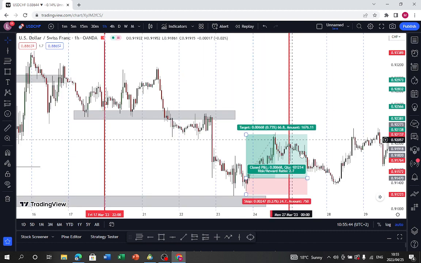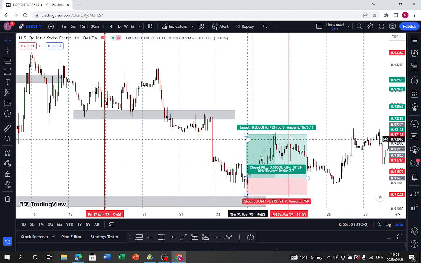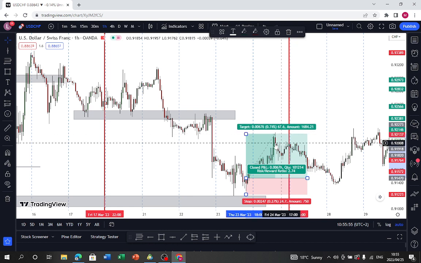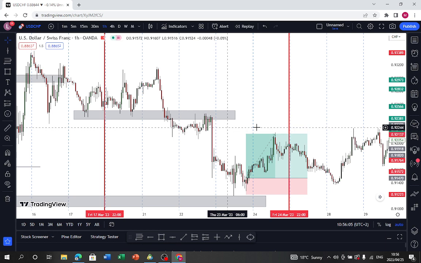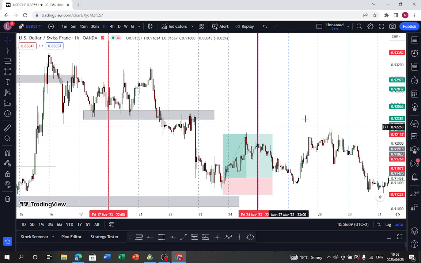But since we have a new week, we are expecting the market to go down first before going up, so we can take our take profit. This is almost a 1:3, it's over 2.5 risk to reward, so you can take it. Then wait for this week to tell you what it's gonna do.